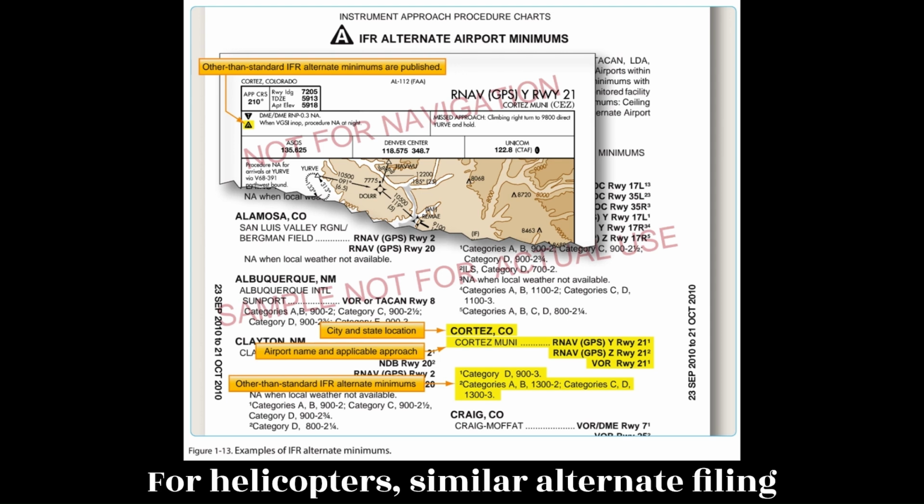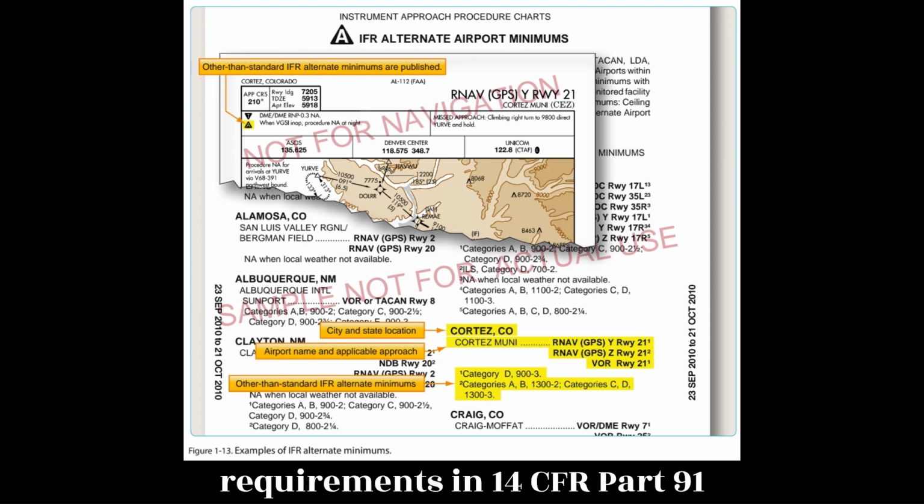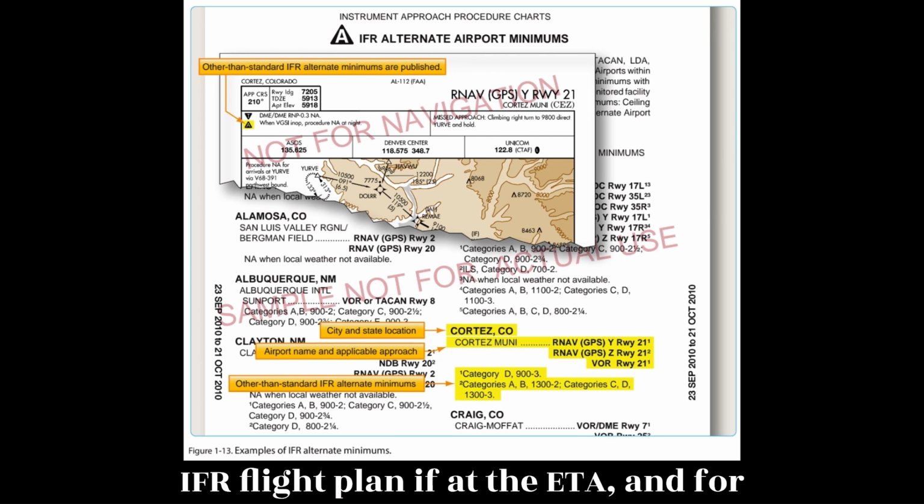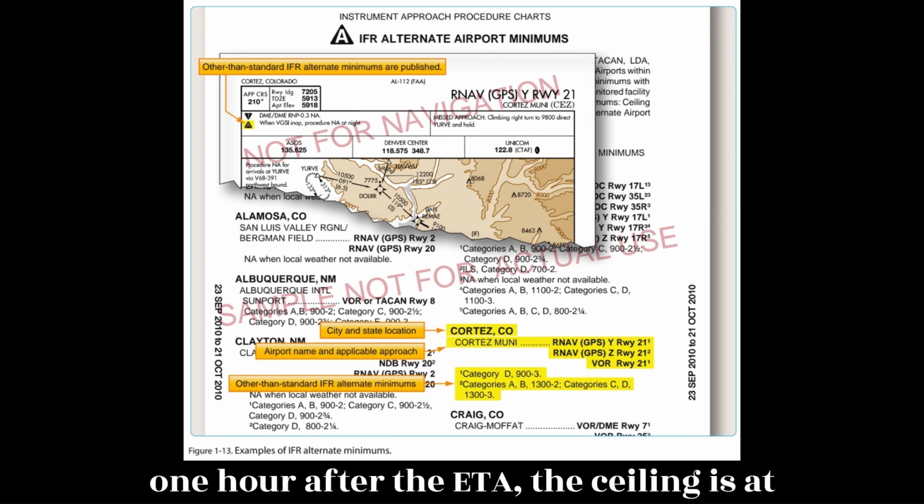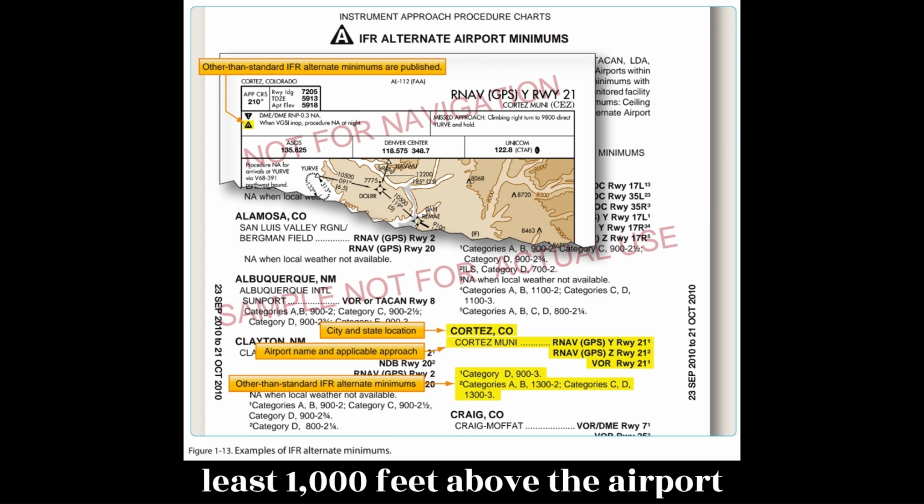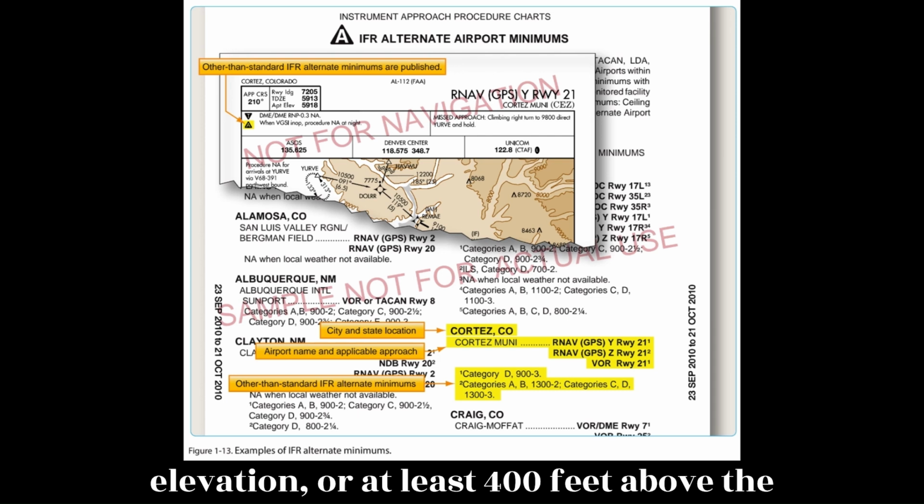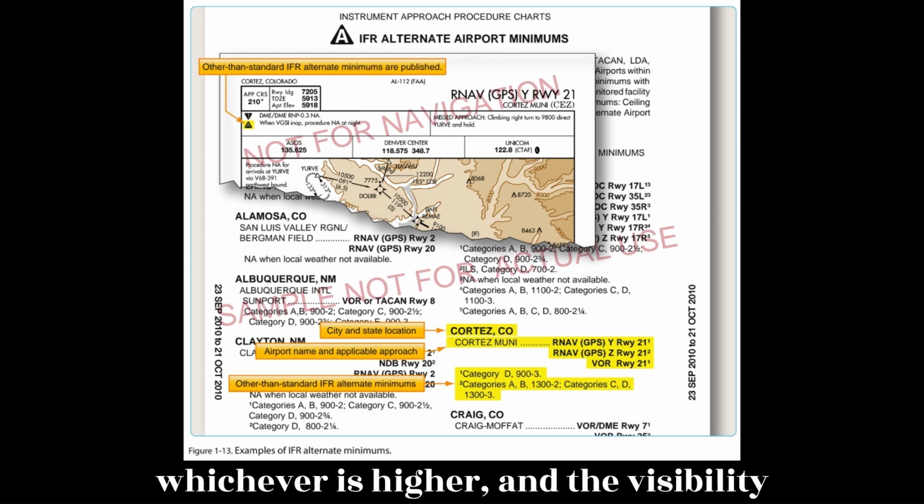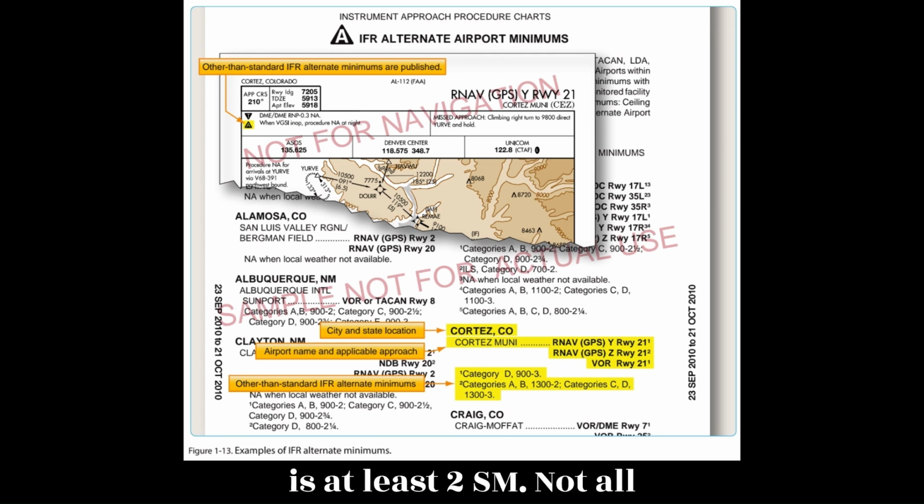For helicopters, similar alternate filing requirements in 14 CFR Part 91 apply. An alternate must be listed on an IFR flight plan if at the ETA and for 1 hour after the ETA, the ceiling is at least 1,000 feet above the airport elevation, or at least 400 feet above the lowest applicable approach minima, whichever is higher, and the visibility is at least 2 sm.